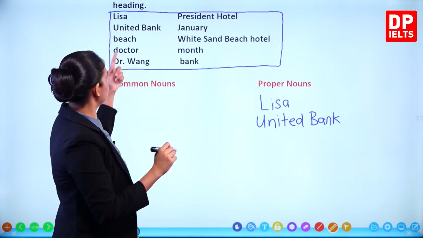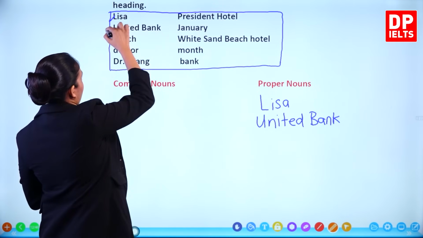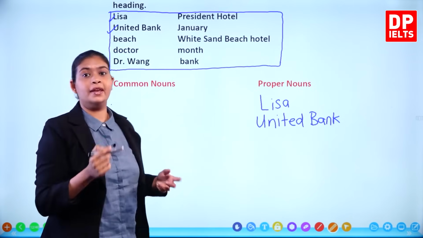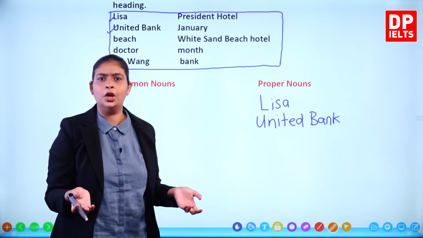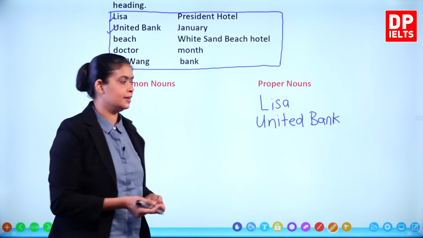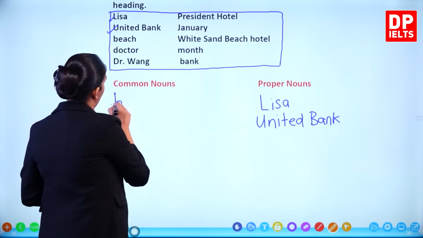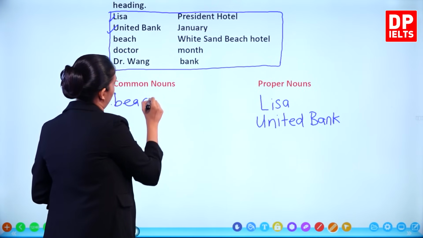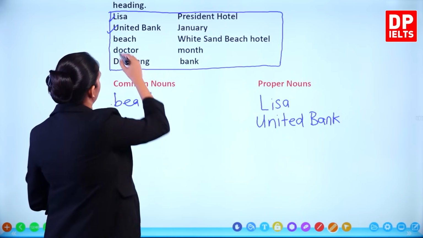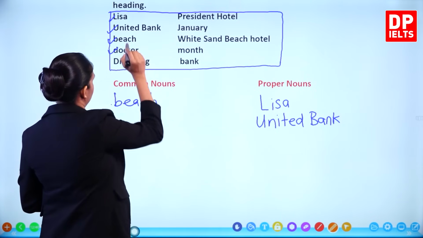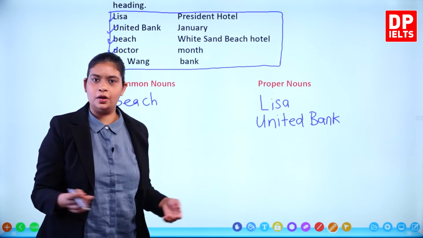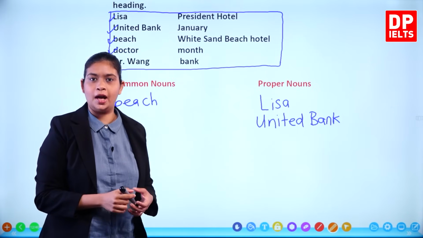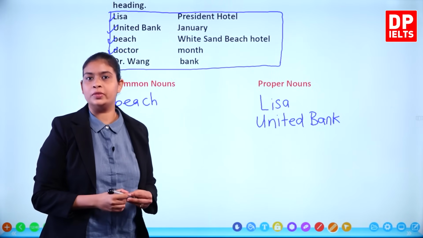Next, beach. So we have done Lisa, we have done United Bank. Beach. Beach කියන්නේ අපි beach එකට යනවා කියන්නේ සාමාන්‍යයෙන්. That is a very common thing, common place. So therefore it is a common noun. Doctor. No specific name. Every doctor around the world we say doctor. So therefore it is a common noun.